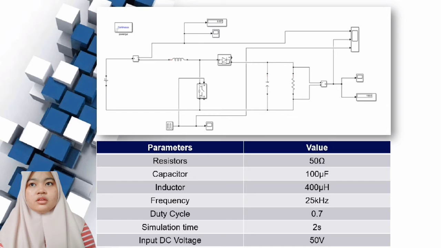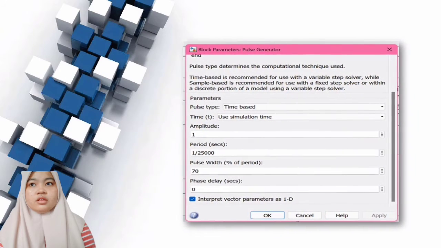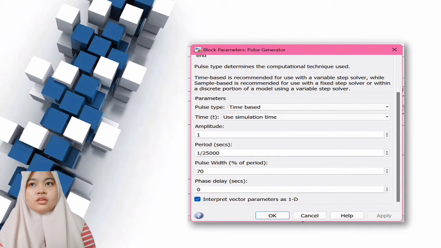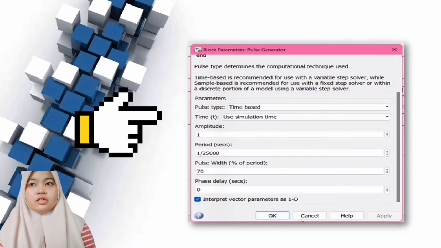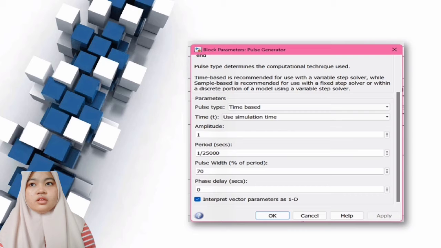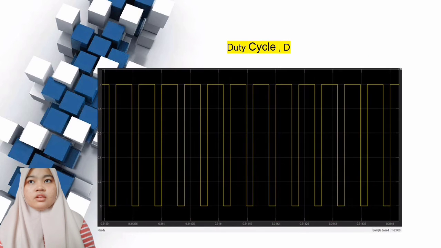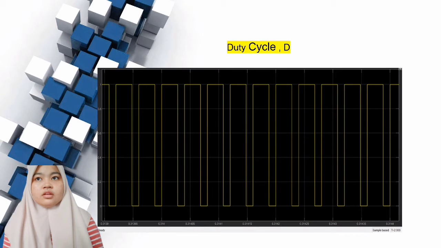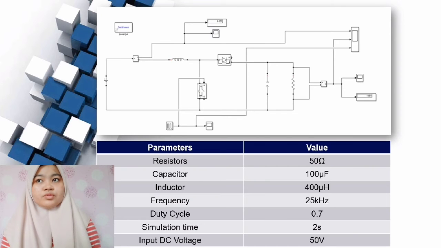After we substitute the value of the period and pulse width in the block parameter of the pulse generator, we run the simulation. The simulation time is 2 seconds. The waveform of the duty cycle signal will look like a square wave. Next, we go to measure the output voltage.